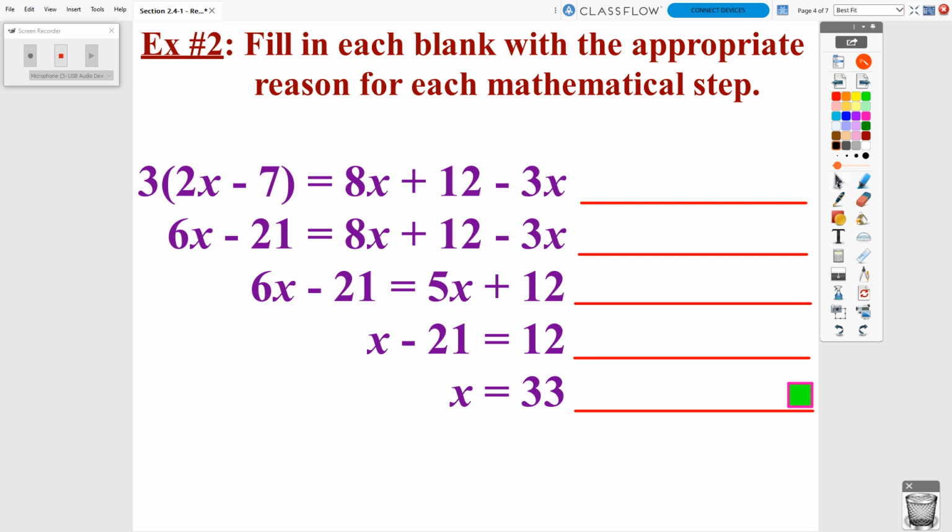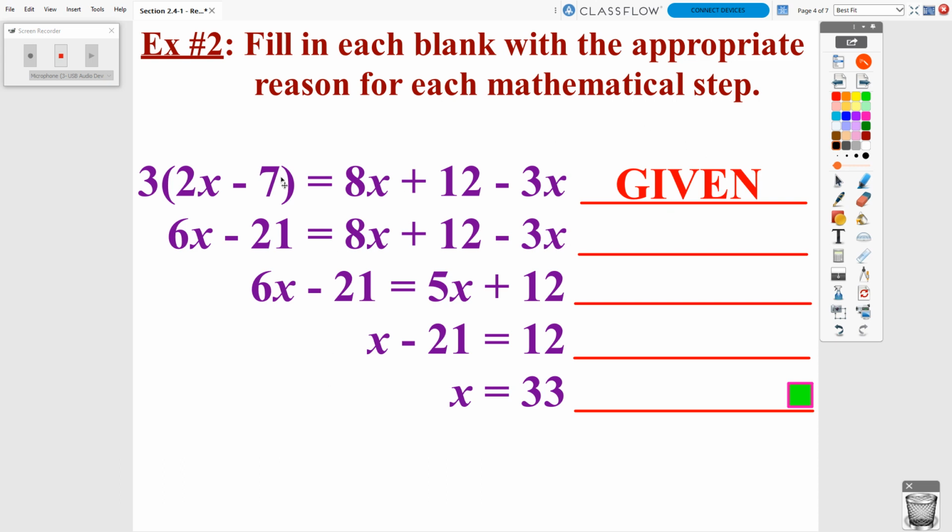So I will tell you, when we do proofs or problems like this, the very first line, you had to be given this problem, right? I mean, this just kind of appeared out of thin air. So we're going to call this first step given. This was the given problem to you.